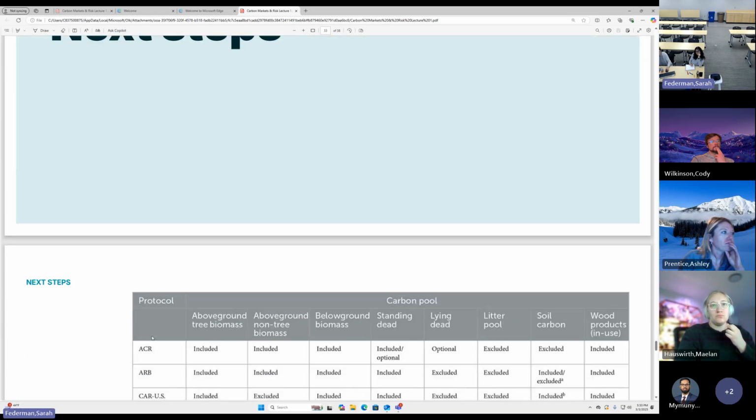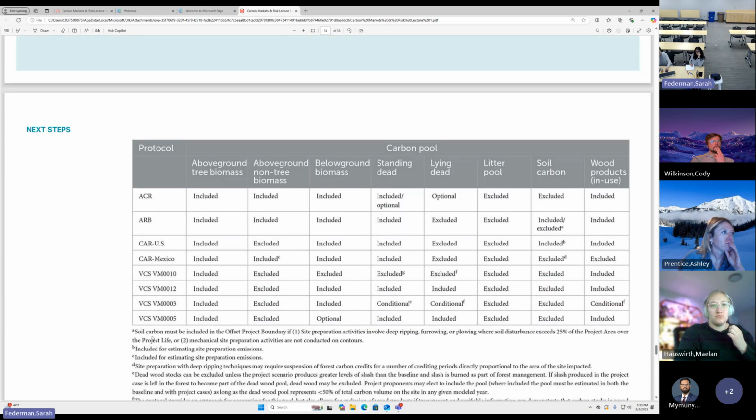So what we'll be doing in this class is looking at different projects and different protocols and saying, based on what the protocol is asking for, is this project in compliance? Based on our understanding of quality, is this project likely to have climate impact?